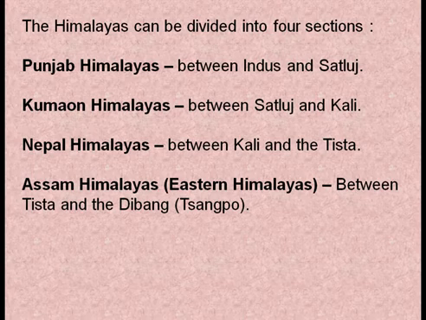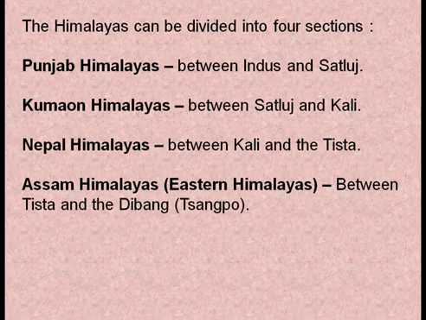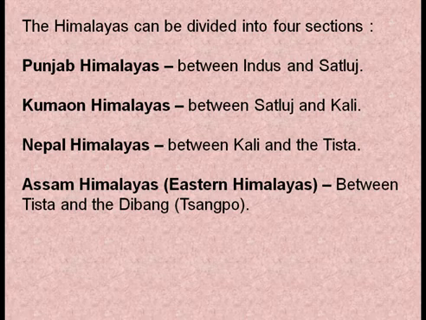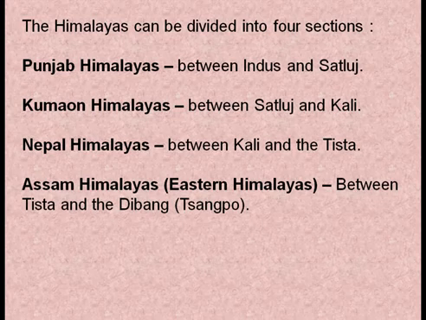the Himalayas can be divided into 4 sections: Punjab, Kumaon, Nepal, Assam Himalaya. So Punjab Himalaya is between the Sindhu and Satluj river. Kumaon Himalaya is between the Satluj and Kali river. And Nepal Himalaya is between the Kali and Tista. And the eastern Himalaya is between Tista to Dihang, that means the Sangpo.